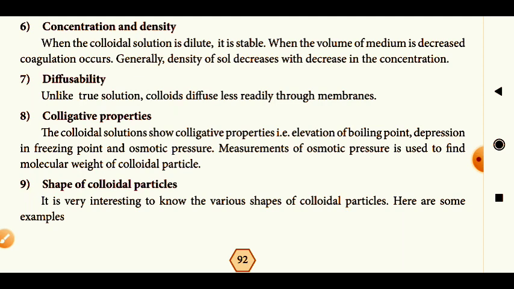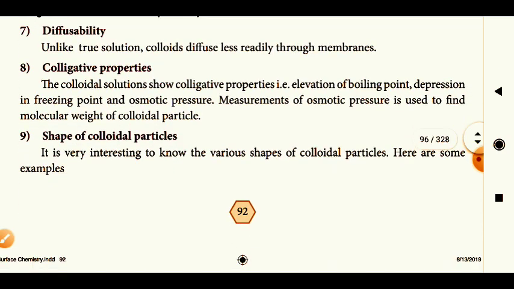Here are some examples. The shapes depend on different factors. Certainly all particles may have a shape that depends on their size. So based on the property, it will show some different shapes. So what are the examples?